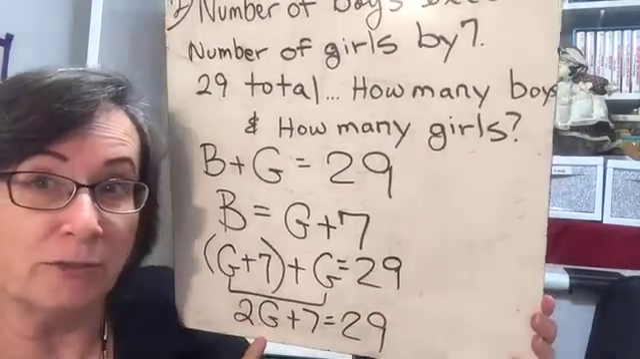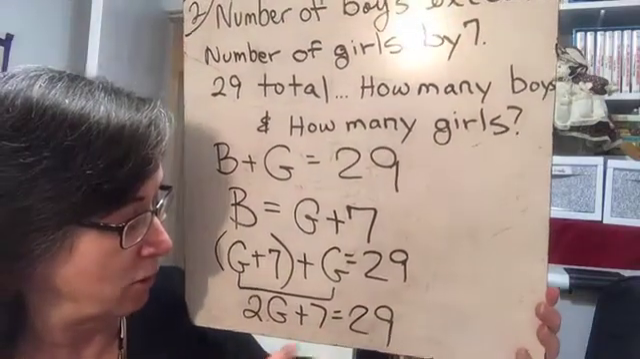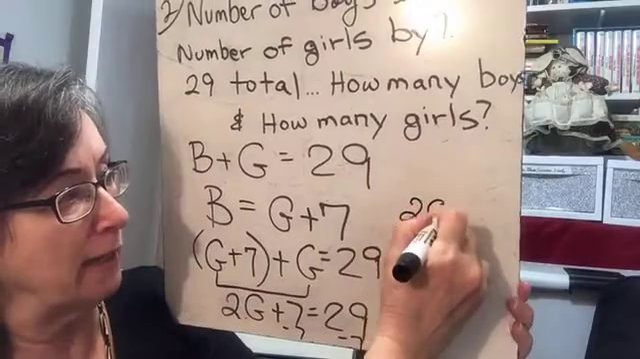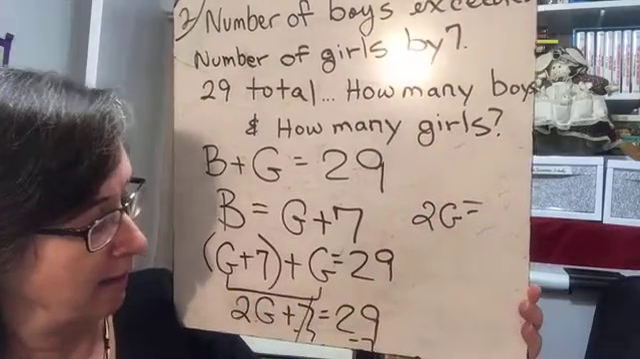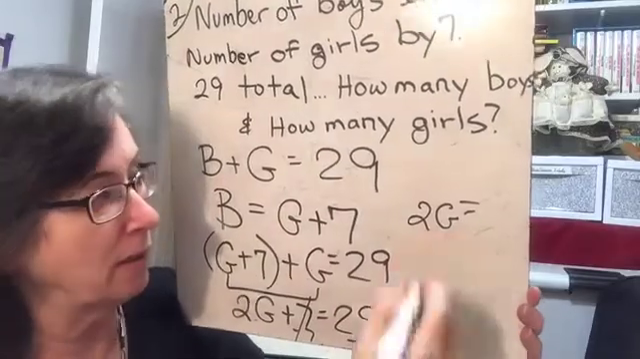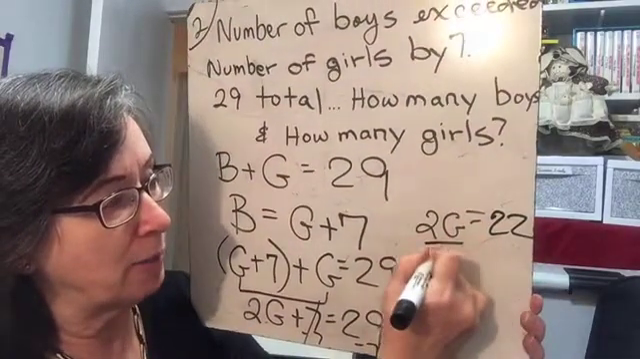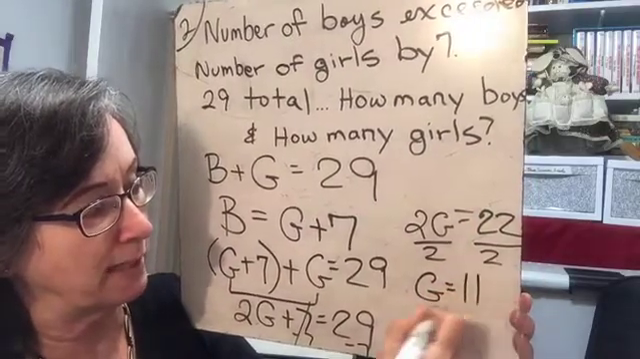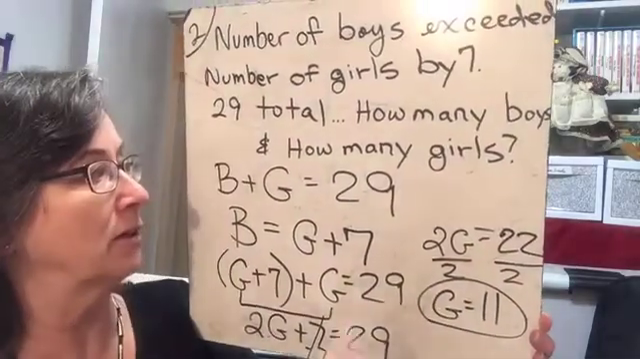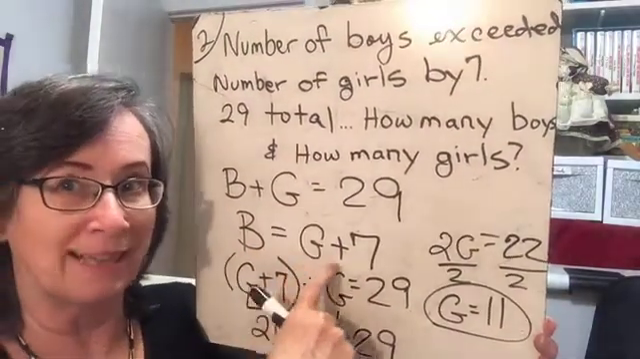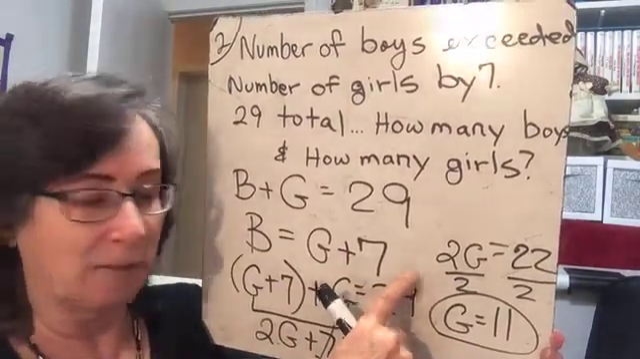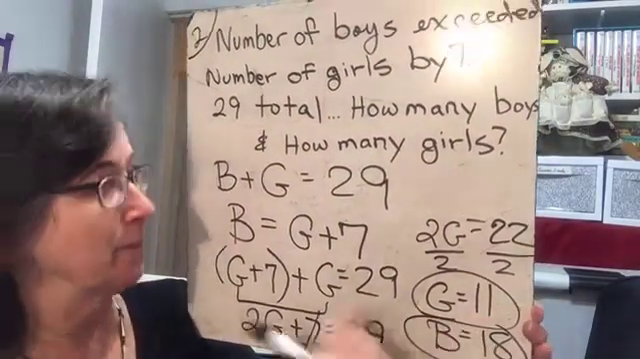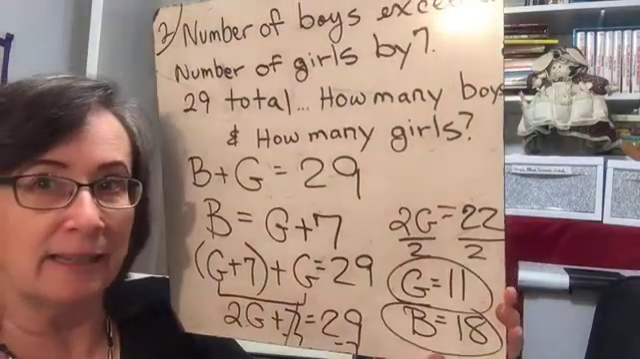But I'm trying to figure out what the G is, and so I'm going to subtract the 7 from both sides. So I wind up with 2G on the left because this goes out, and 29 take away 7 would be 22. I'm going to divide by 2 and divide by 2 so that I get the number of girls is 22 divided by 2 is 11. So if I have 11 girls, 11 plus 7 is 18 boys. So boys is 18.